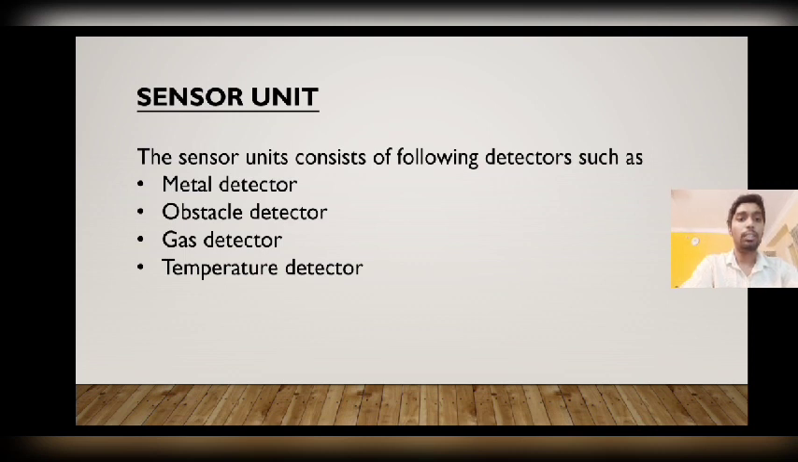Sensors. By definition, a sensor is a device, module, machine, or subsystem whose purpose is to detect events or changes in its environment. Sensors used in multipurpose robots in general are the metal detector, obstacle detector, gas detector, and temperature detector.